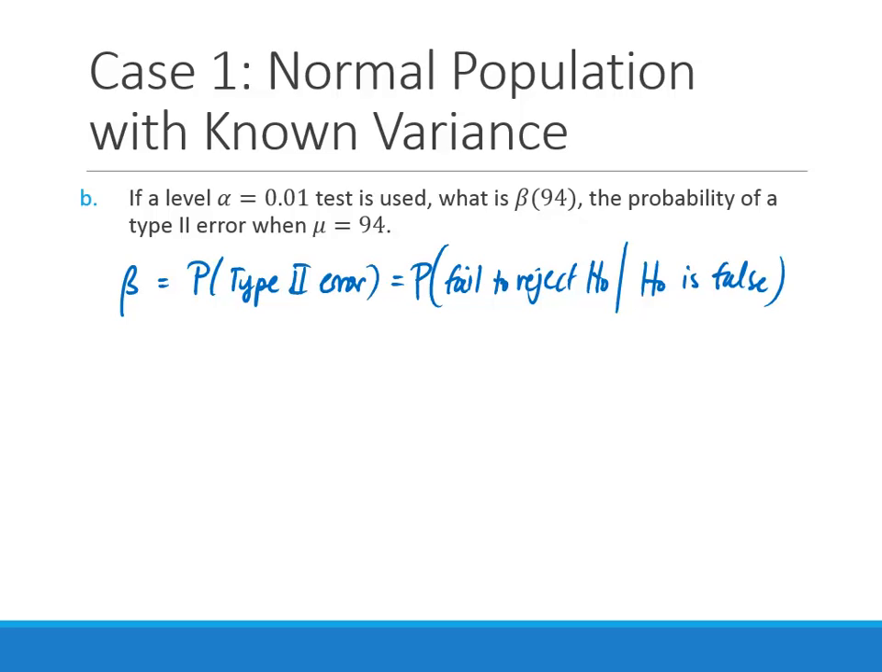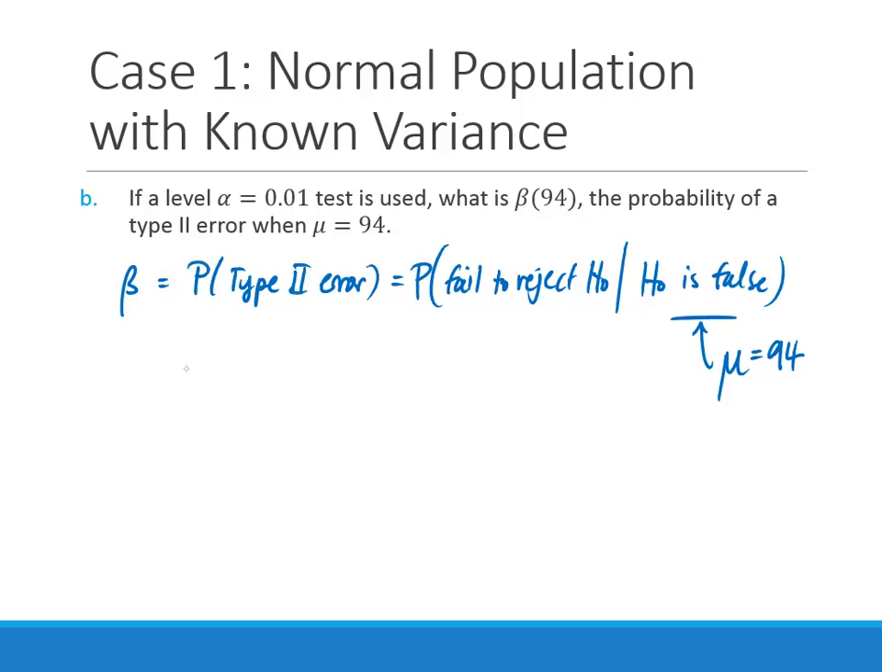Okay, and more specifically here in this problem, what we're saying is that if the mean is actually equal to 94, what's this probability? So if the mean really is equal to 94, then the null hypothesis was false, right? We said it was equal to 95. If the mean is actually equal to 94, then we have made an error here. We've made the wrong conclusion. Okay? Okay, so how do we do this?